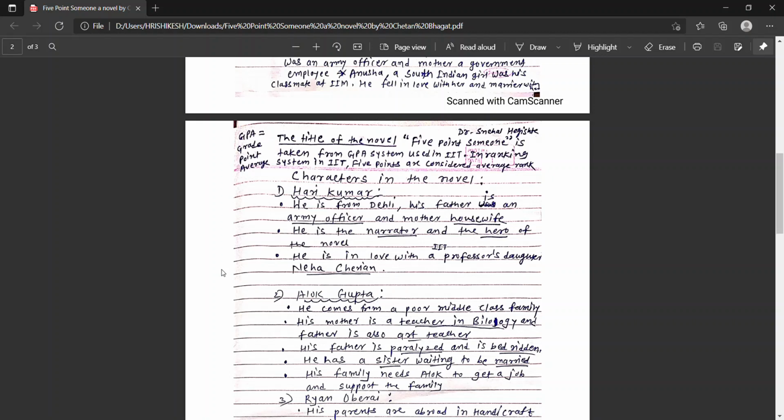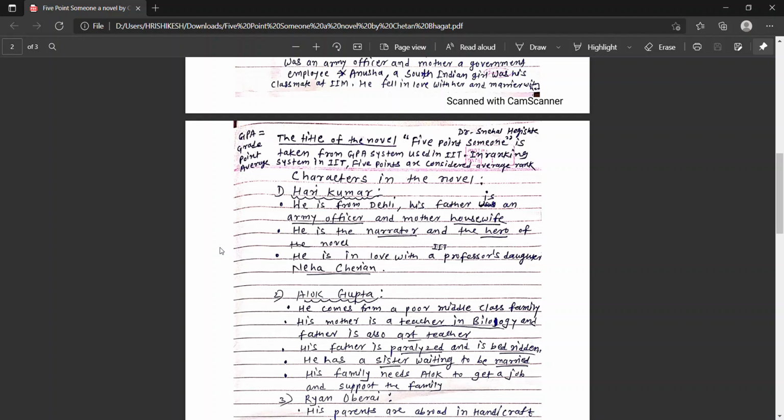Hari Kumar comes from Delhi. What is his family background? In short, we can discuss here. His father is an army officer, and his mother is a housewife. Hari Kumar comes from which family? We can say that it is a well-known family because his father is an army officer, but his mother is a housewife.